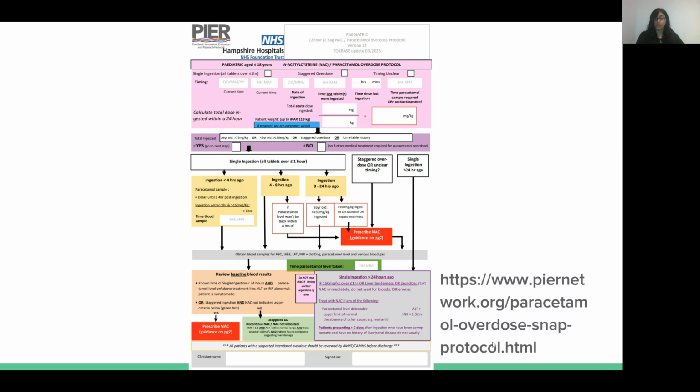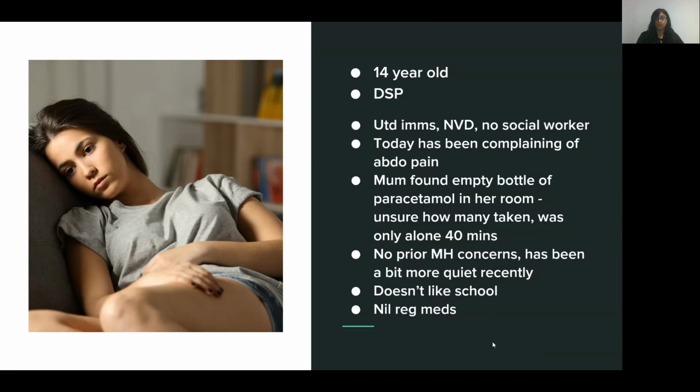Okay. Do we have any questions? I'm just going to go back to the slide on mental health and safeguarding in the emergency department, overdoses, treatments, anything like that. And paracetamol is by far and away the most common overdose.